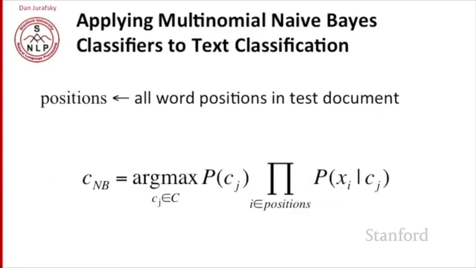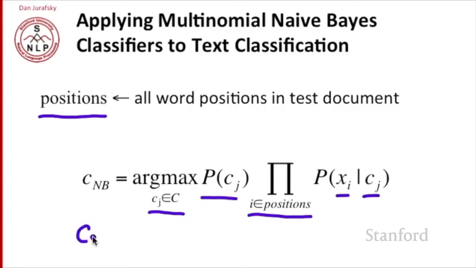So now looking specifically at text, first we're going to look at all word positions in a text document. So we have a text document and it has 100 words in it. For position number 1, position number 2, position number 3, we're going to look at all the classes, and for each class we're going to say what's the probability of the class, and then for each class we're going to walk through every position in the text, and for each position we're going to look at the word in that position and ask what's its probability given the class I'm looking at.